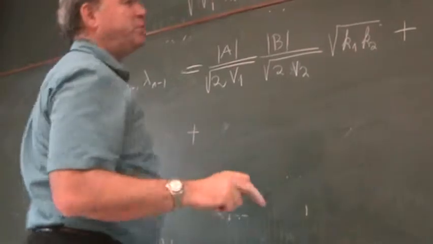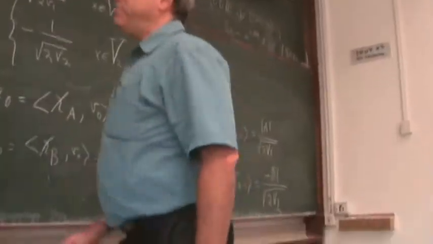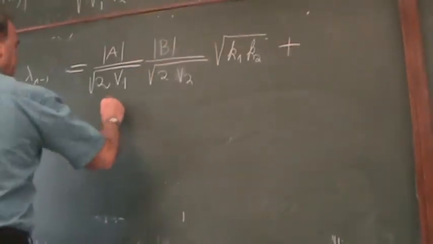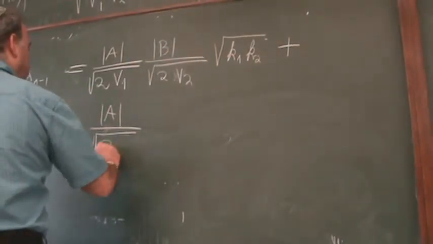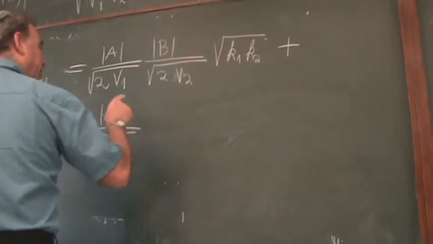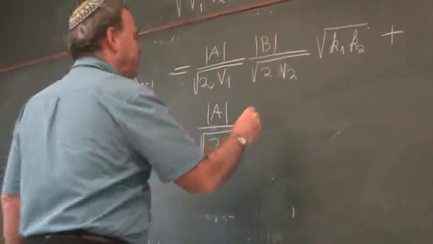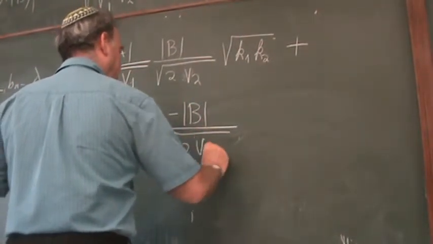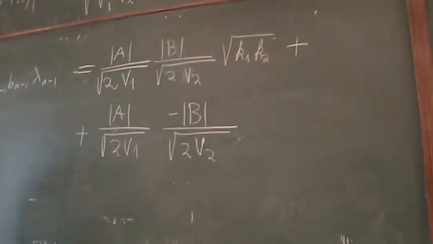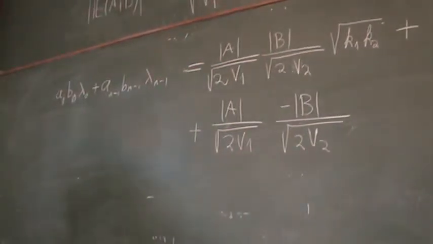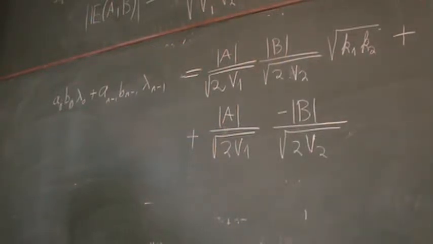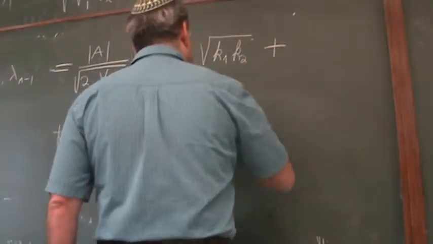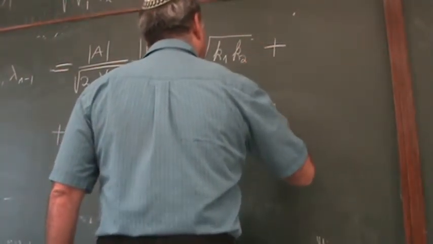Plus a_{n-1}. a_{n-1}, we also know what it is. It's basically the same thing. So it's |A| over square root of 2|V1|. But here we have to be careful. Now, b_{n-1} is the same thing with minus. Minus |B| divided by square root of 2|V2|. And now we have to multiply by the last eigenvalue, which is lambda_{n-1}. But what is the last eigenvalue? It's minus square root of k1 k2.